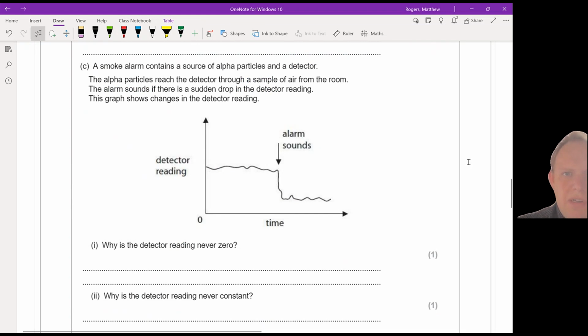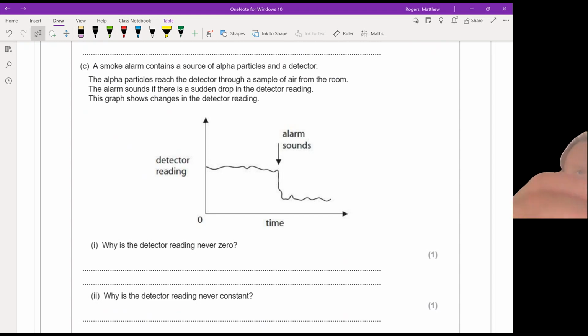C, a smoke alarm contains a source of alpha particles and a detector. The alpha particles reach the detector through a sample of air from the room. The alarm sounds if there is a sudden drop in the detector reading. The graph shows changes in the detector reading. Why is the detector reading never 0?